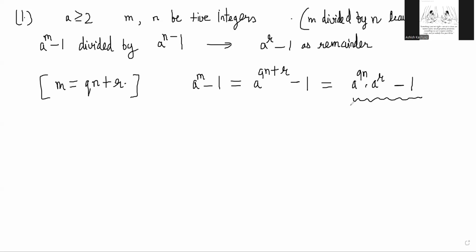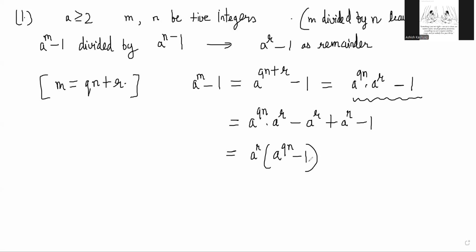See, what we can do is we can add and subtract a power r. I'm saying this, right? That hasn't changed anything, but that has helped us take a power r common here, right? Why is that useful?